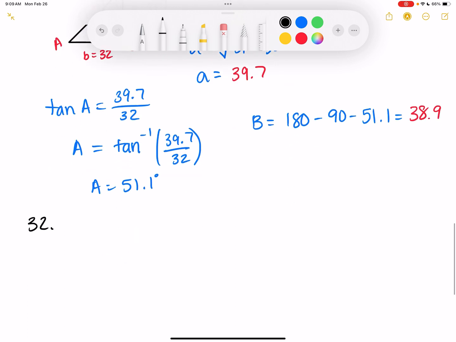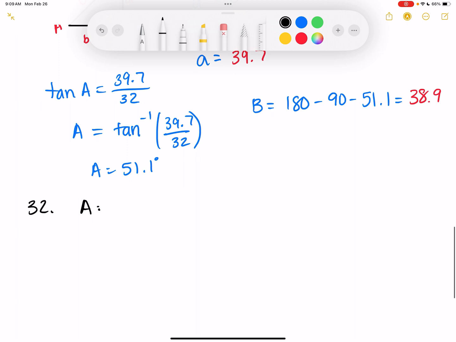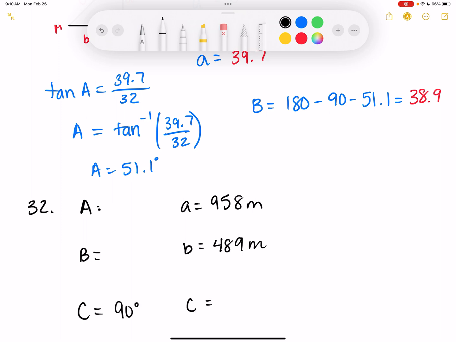All right. Side A is 958 meters. Side B is 489 meters. And remember, angle C was given to you, 90 degrees. So you need to find side C, angle A, and angle B.